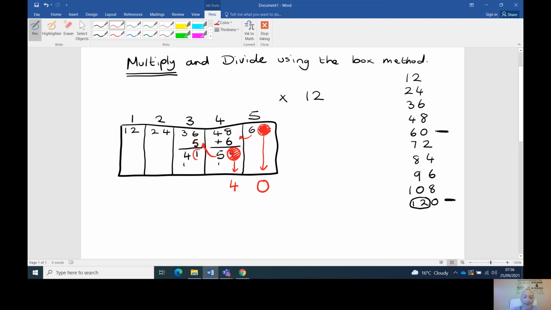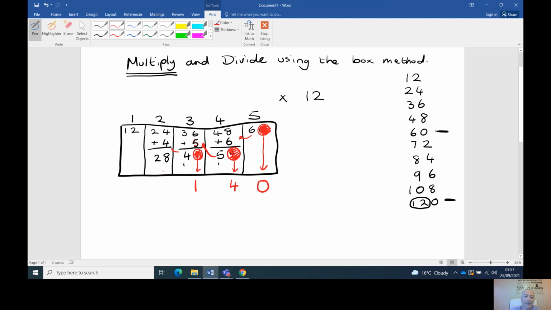Again, keep our last number, bring it down. 1. Gone. And what do you think we're going to do with that 4? Yep, we're going to take it over. 4 plus 4. 4 plus 4 is 8. And 2 and nothing else is 28.